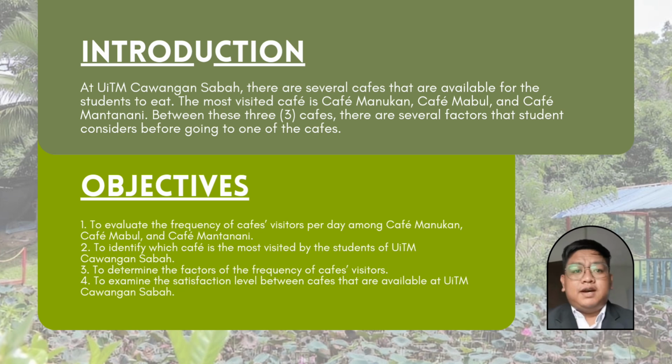My second part is the objective. The first one is to evaluate the frequency of cafe visitors per day among Cafe Manukan, Cafe Mabul, and Cafe Mantanani. The second one is to identify which cafe is the most visited by students of UiTM Cawangan Sabah. The third one is to determine the factors of the frequency of cafe visits. The last objective is to examine the satisfaction level between the cafes that are available at UiTM Cawangan Sabah.